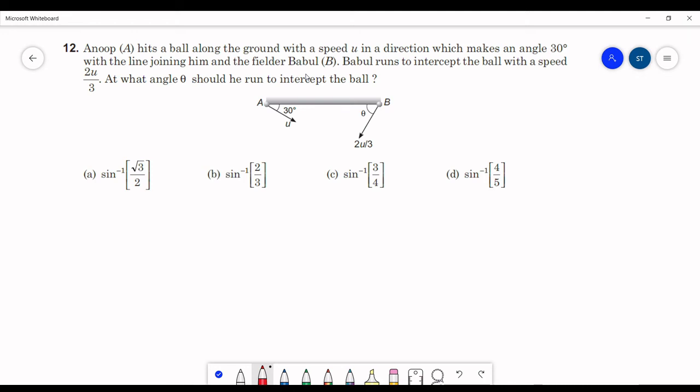So in this question it is given that Anup hits a ball along the ground with a speed u in a direction which makes an angle 30 degrees with the line joining him and the fielder Bubble. Bubble runs to intercept the ball with a speed of 2u by 3 at an angle theta. At what angle theta should he run to intercept the ball?